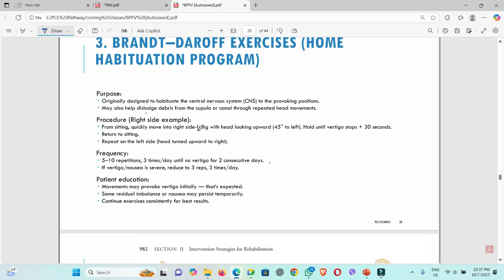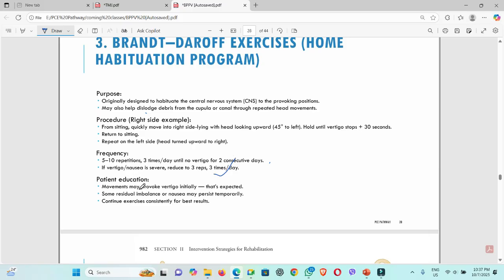So this is the home program. This is how we are prescribing. We are asking them to do it 3 times per day until no vertigo for 2 consecutive days. If vertigo or nausea is severe, reduce from 5 to 10 repetitions to 3 repetitions, 3 times per day. But they still need to do it 3 times per day.